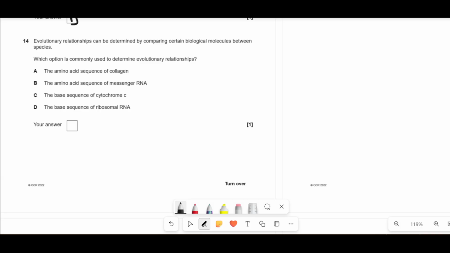So the two that nearly always change very little are cytochrome C and ribosomal RNA. Collagen and messenger RNAs actually vary too much. The reason we don't use cytochrome C is because it's tiny. That's just a tiny sequence for one singular gene and one singular protein. So that one's out. It's D.